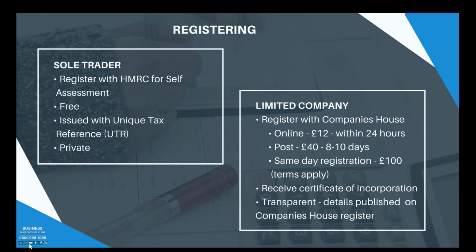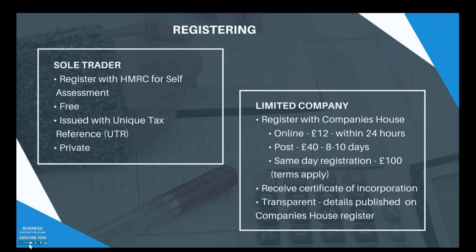There are some instances when you can't use this allowance, so it is advisable to speak with HMRC to gain some clarity. Sole traders operate completely privately and aren't required to make their information on business accounts public.